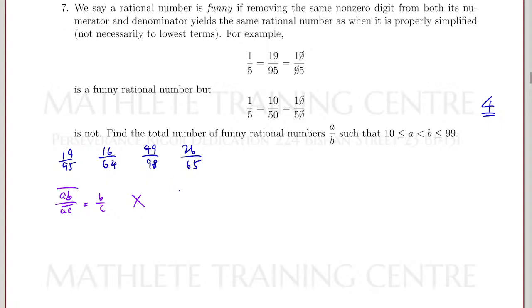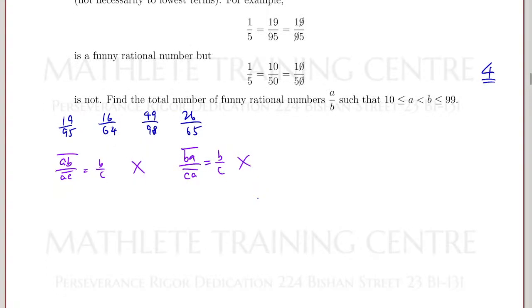Then the other one will be pretty similar. If you have BA over CA, and you set this to be B over C, you will get the same result as well, which is that B is equal to C. The one that all four of these satisfy is the one that says AB over BC is equal to A over C, after you cancel out the value of B.